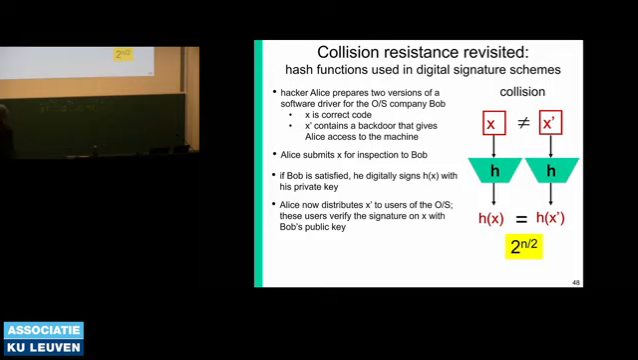So this shows you that actually, if you use a hash function in a signature scheme, it has to be collision resistant. If you can find collisions, then you can ask somebody to sign one thing, and they signed, in fact, the other thing.